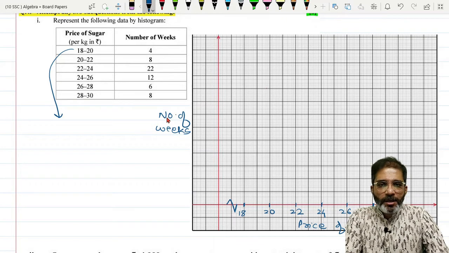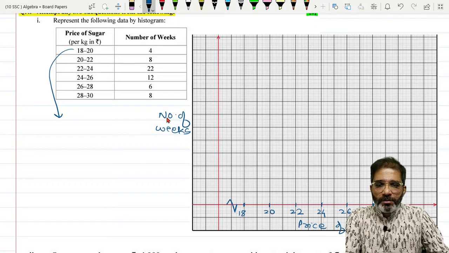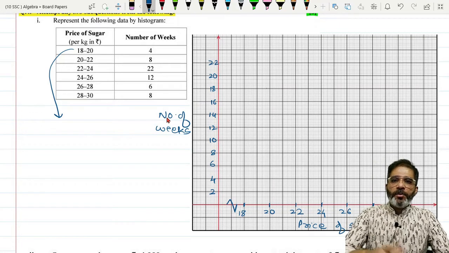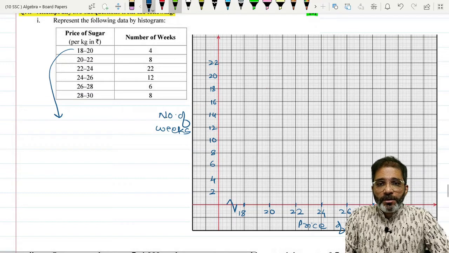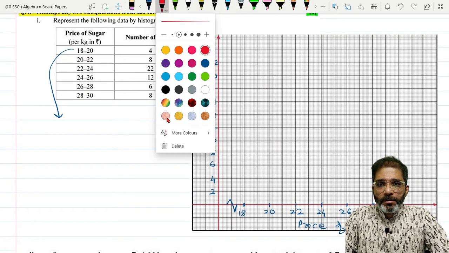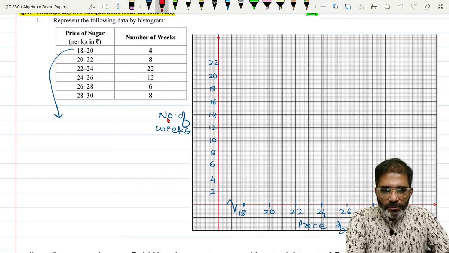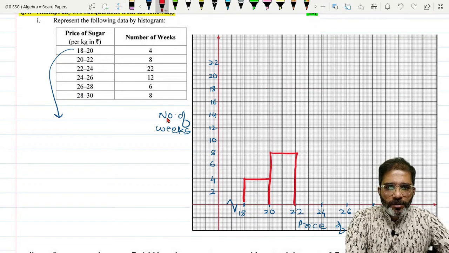Okay, so on the y-axis I can take any scale, I can take even numbers, or I can take multiples of 5 also. Okay, so we'll go with even numbers: 2, 4, 6, 8, 10, 12, 14, 16, 18, 20, 22. I'll stop at 22 because the biggest number is 22. Okay, so now let us draw the histogram. For the first class, the number of weeks is 4. So it is going to come till here, 4. The next is 8.